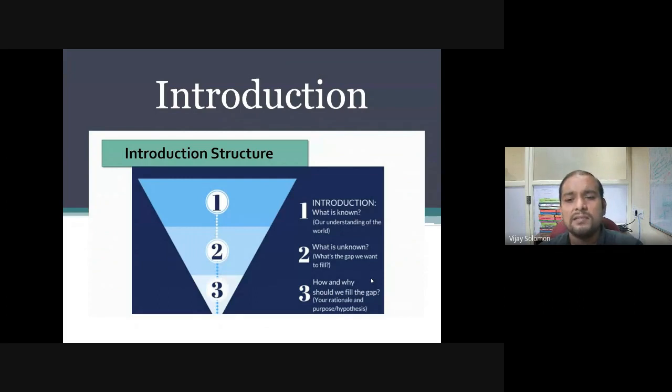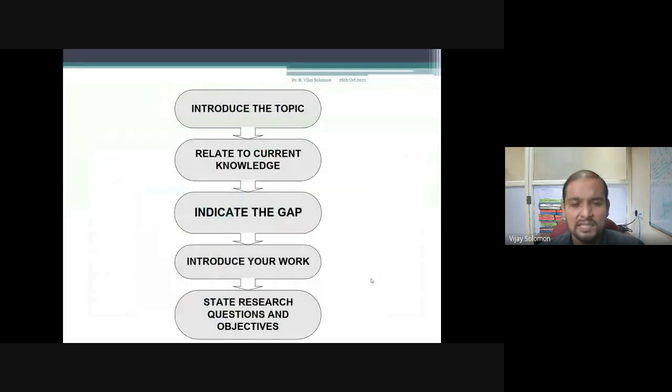Introduction: basically we can say it covers what is known, what is unknown, and how and why you should fill the gap. These three things are very, very important. First, you need to introduce the topic. Here we can have introductory lines, three or four sentences; it depends upon the journal. Then we need to relate our current knowledge within that particular field. And we need to say what the knowledge gap is. People have done this, and what is left? Why do we want to do that?